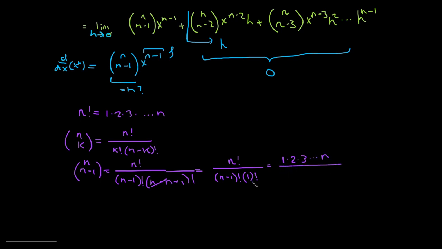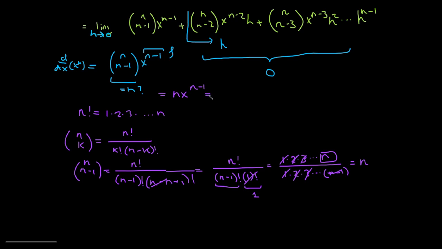And here, just 1 factorial, by the way, that's just 1, obviously. So we can basically ignore this. And so this n minus 1, that's going to be 1 times 2 times 3 all the way up to n minus 1. And we can actually see that all of these terms, they all cross out except for this n. So we're just left with n, which completes the proof. Look at that. Very nice.